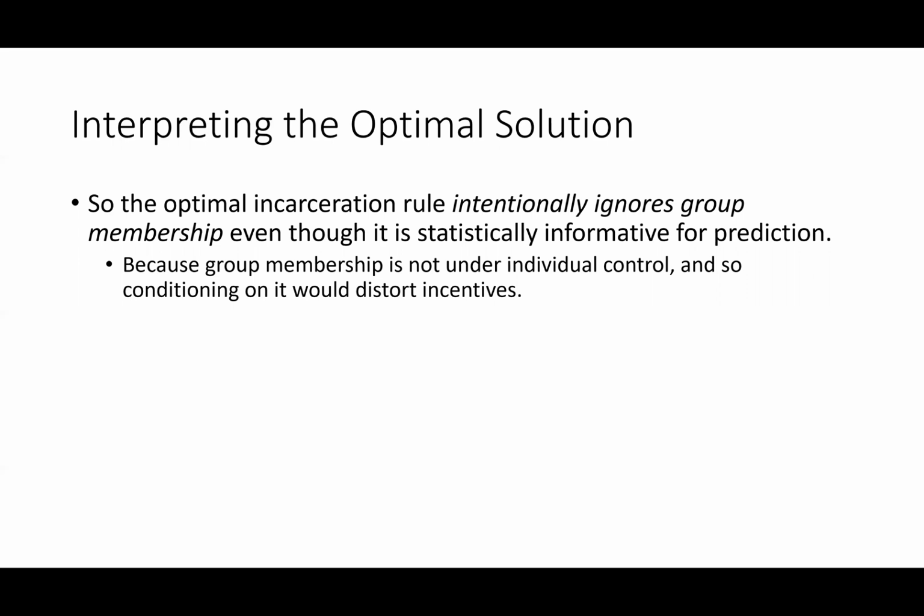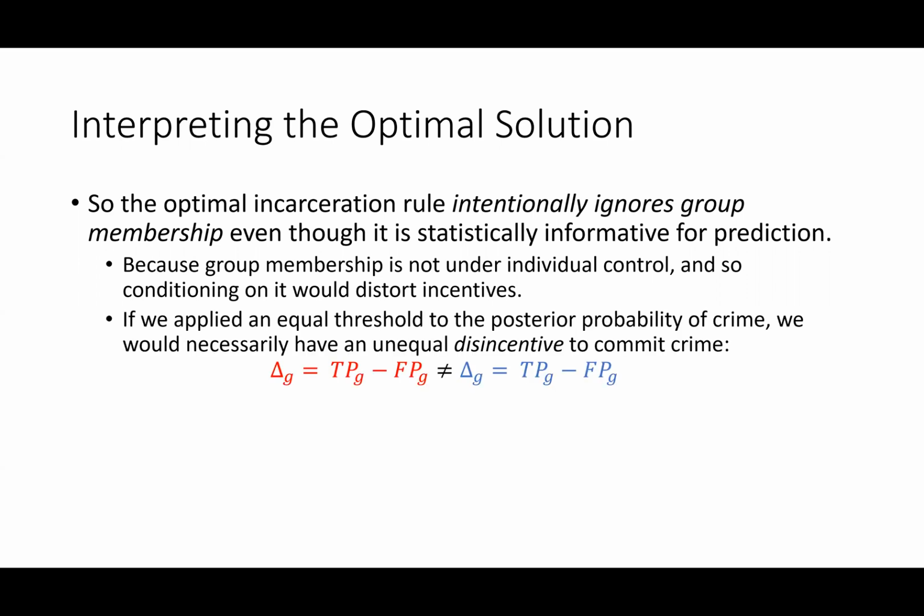And so if we did the statistically optimal thing, if we conditioned on all of the statistically relevant information, we would be making decisions in part using information like demographic information that is not under your control, and it would distort incentives. Saying that another way, if we applied an equal threshold to the posterior probability of crime when deciding whether to incarcerate you or not, this would result in an unequal disincentive to commit crime across populations, because we would be making our decisions in part on information that you have no control over.